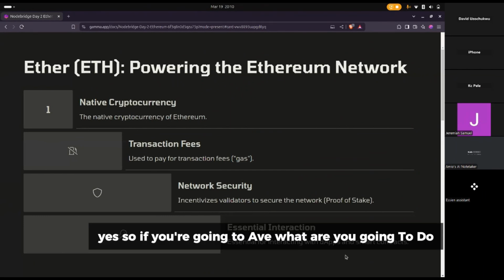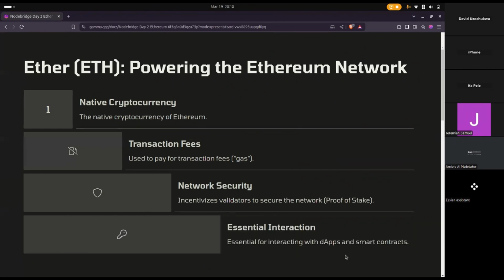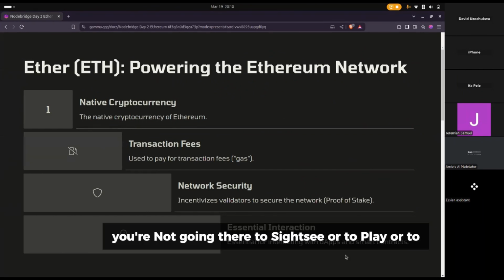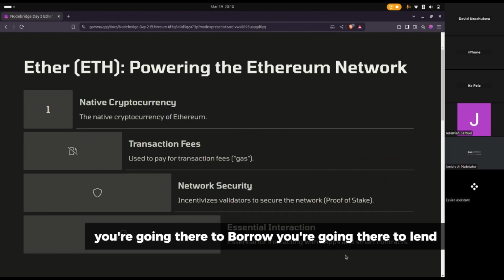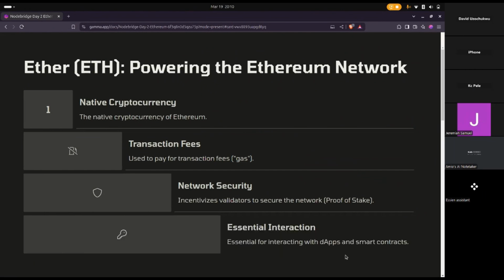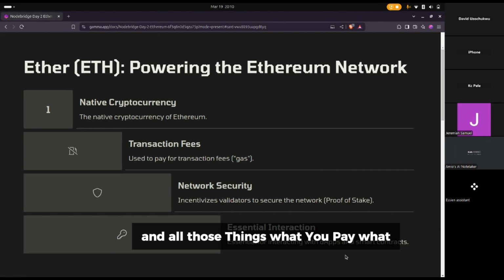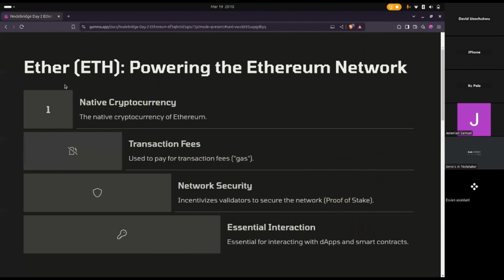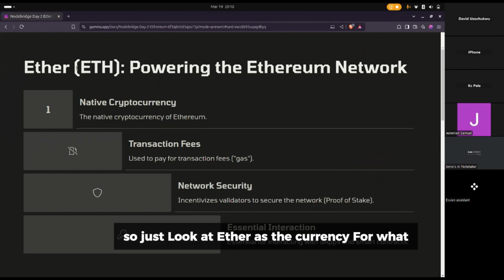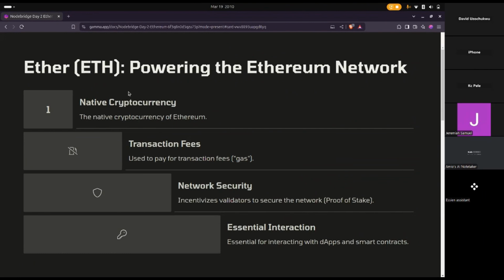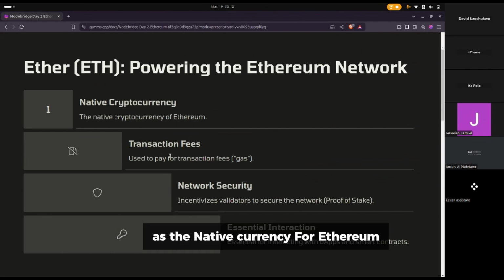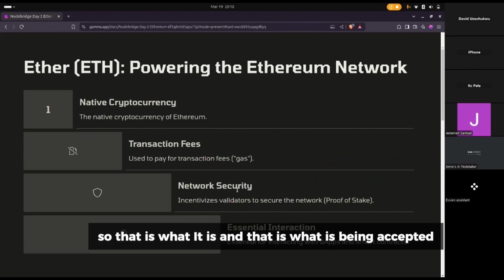Yes. So if you are going to Aave, what are you going to do? Transactions. You are not going there to sightsee or to play; you're going there to borrow, you're going there to lend, you're going there to sign transactions, and for all those things what do you pay? Gas fees, which are paid in Ether. So just look at Ether as the native currency for Ethereum. So that is what it is.